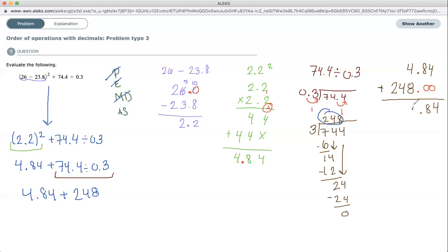4 plus 8 is 12. We're going to carry the 1. Gives me 5, and then 2. So the answer for this ends up being 252.84.